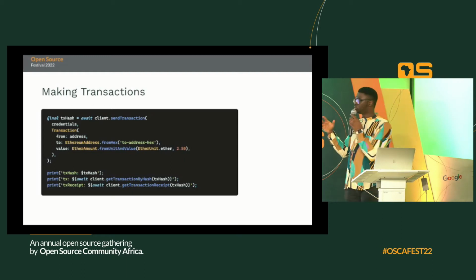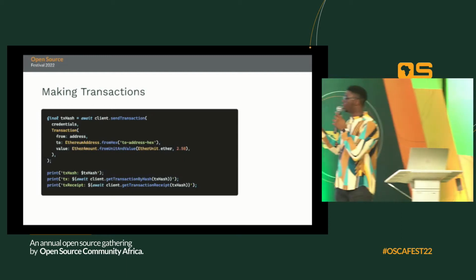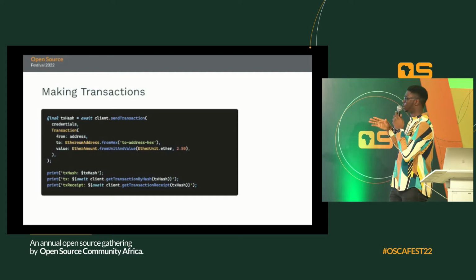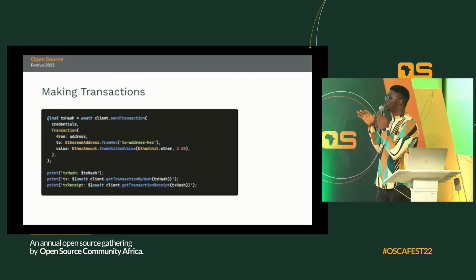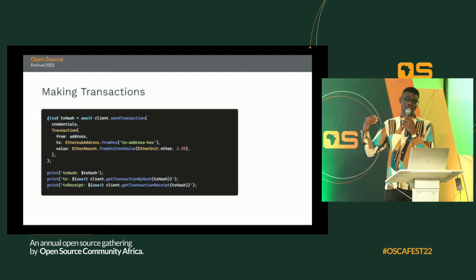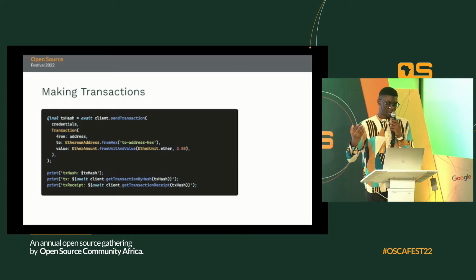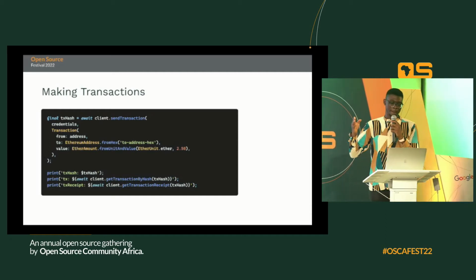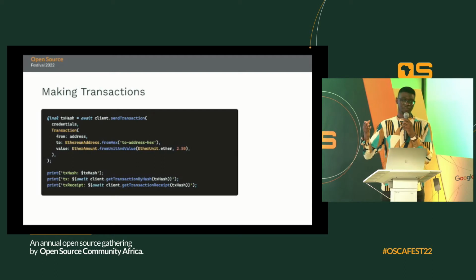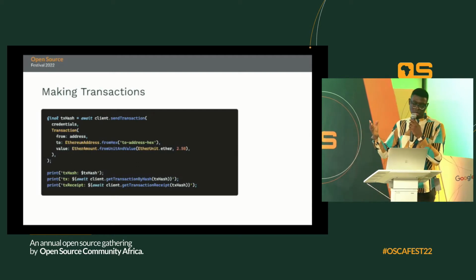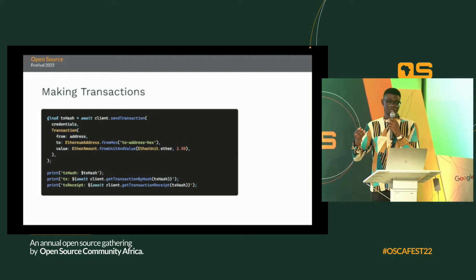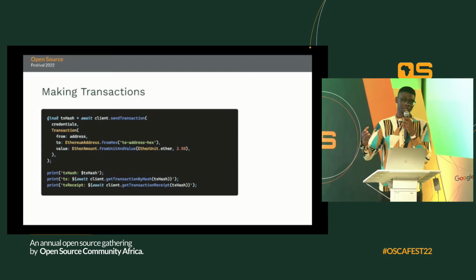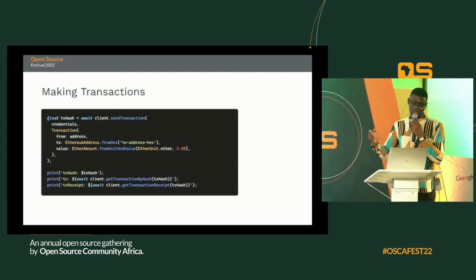So we can also easily make transactions using the Web3 client. It enables us to create transaction objects. You specify the address, you specify the value. You can also specify the unit of Ether you'd like to transfer, and just perform the transaction, and you get your output locally, or you can also perform it on the mainnet.